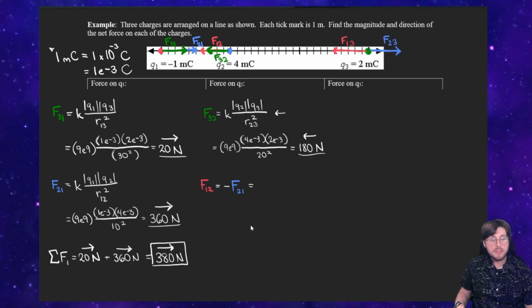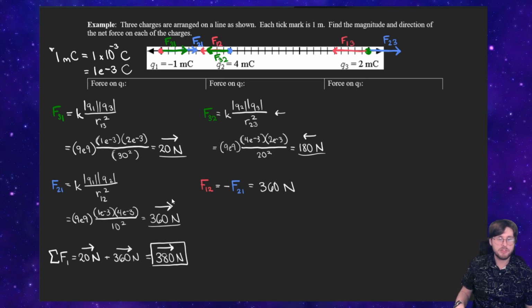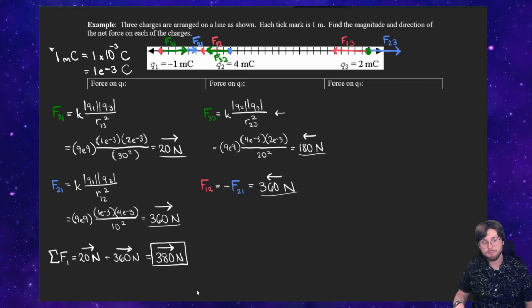So without having to do anything crazier, we can say that F12 is going to equal effectively 360 newtons, but it will be opposite in direction. So instead of acting to the right, it's going to act to the left. That's all you need to do. Nothing crazier. So with that, we've saved ourselves a lot of time and a lot of frustration.